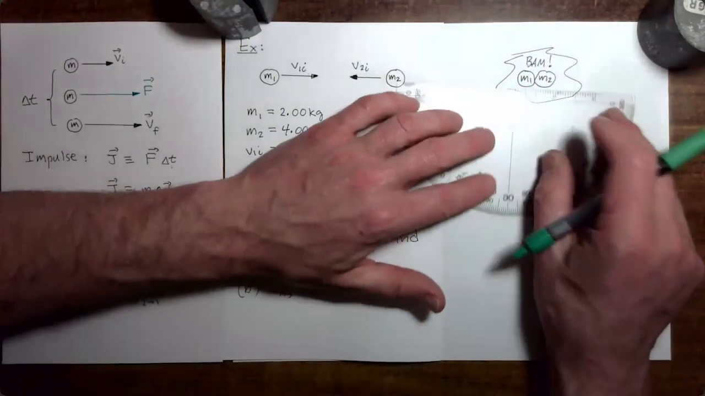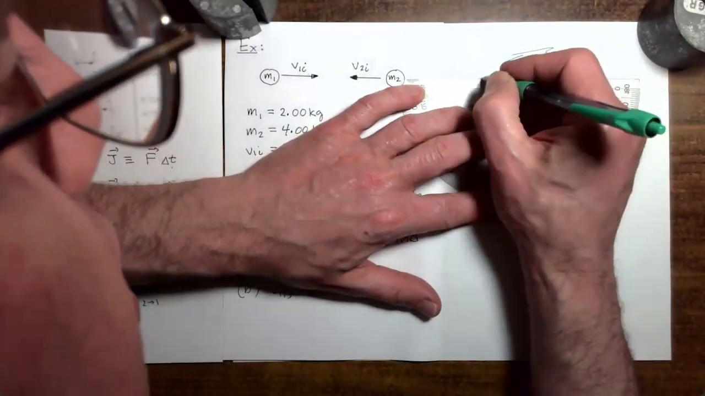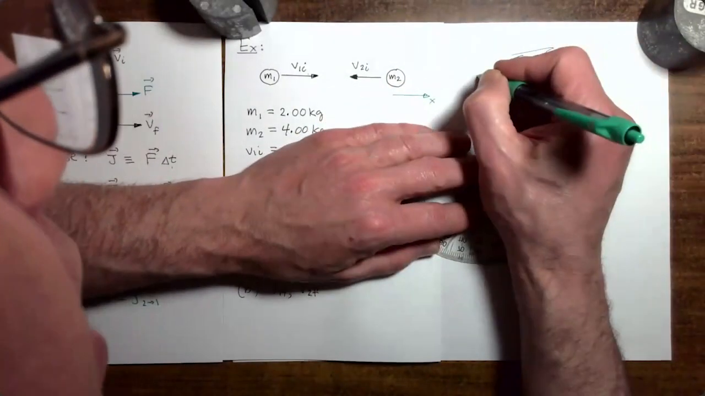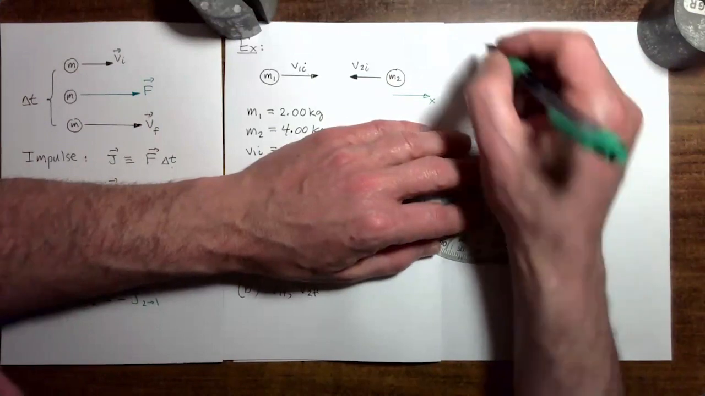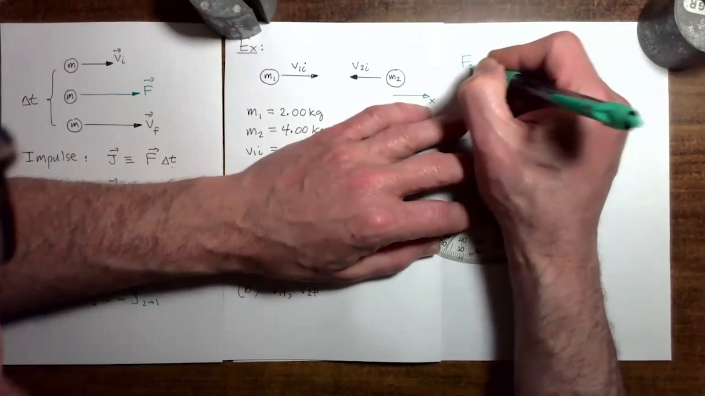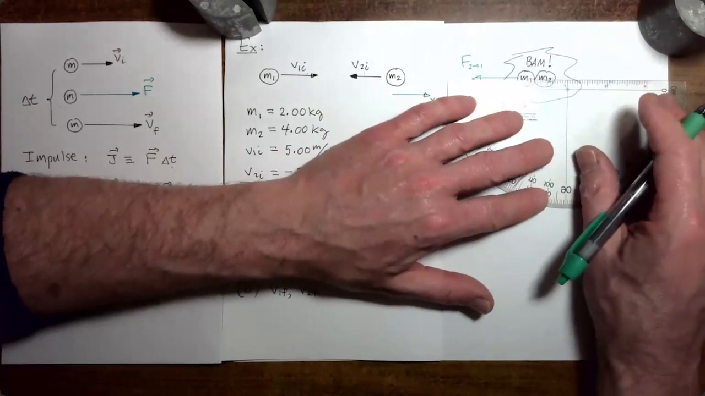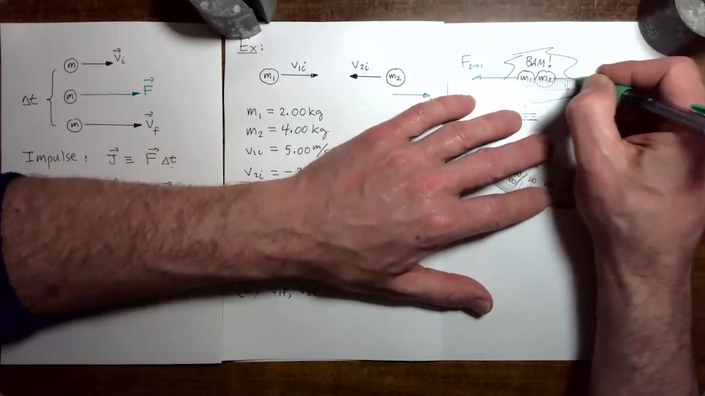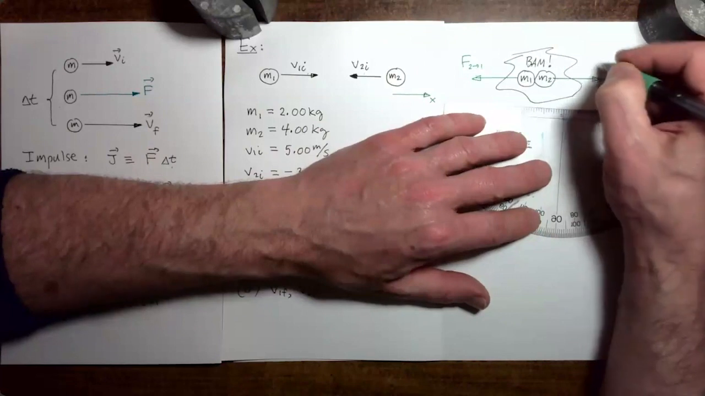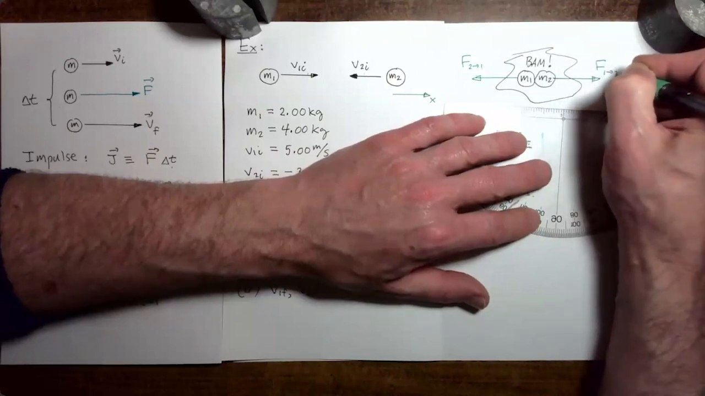During the collision, the masses are exerting forces on each other. So let's say that mass 2 exerts a force on mass 1. We'll call that force F2 on 1. Let's draw in the force that 1 exerts on 2. Let's call that force F1 on 2.